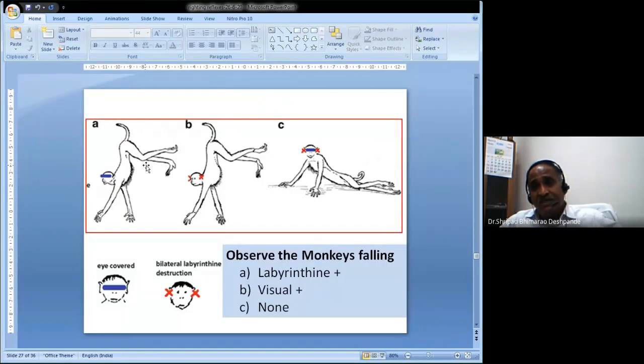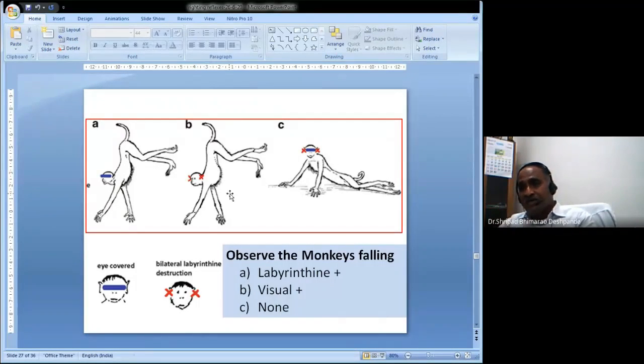What does it mean? That means there must be some inputs. Where do these inputs come from? Because you dropped this monkey from a tree, the responses must be coming from the labyrinth, because the labyrinthine system in this monkey is intact. So he will land smoothly on the ground without injuring himself.